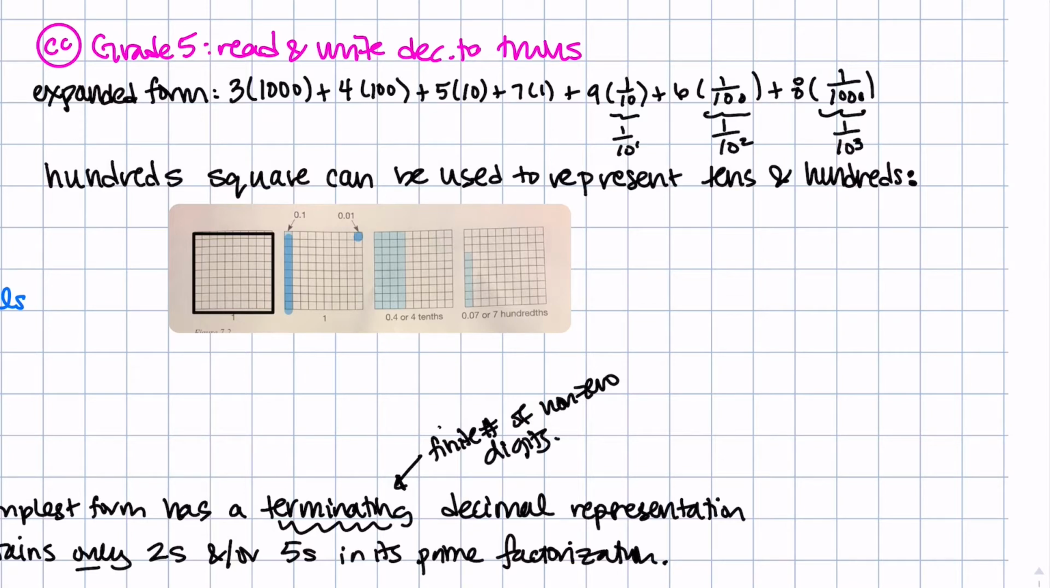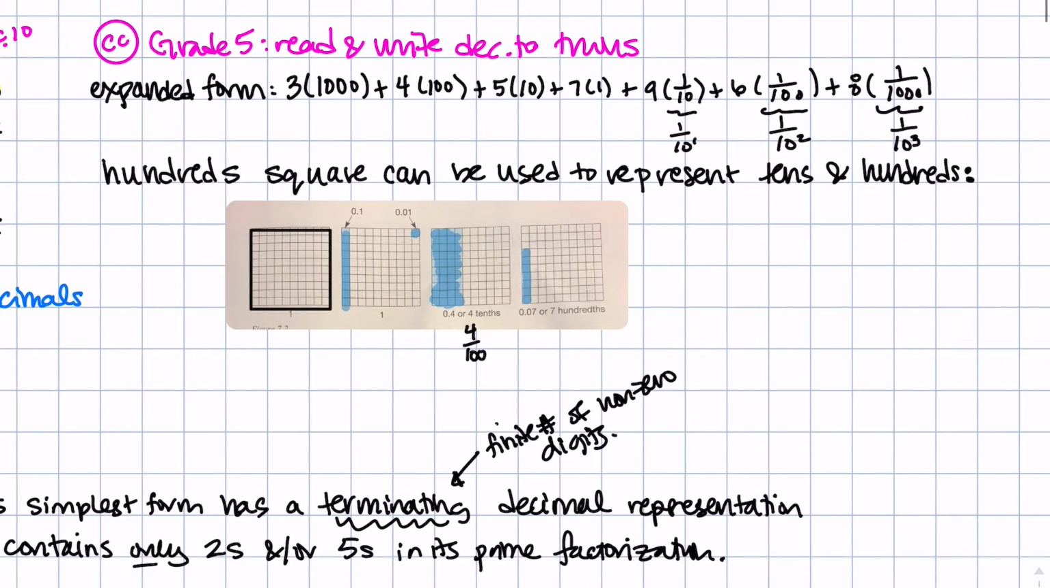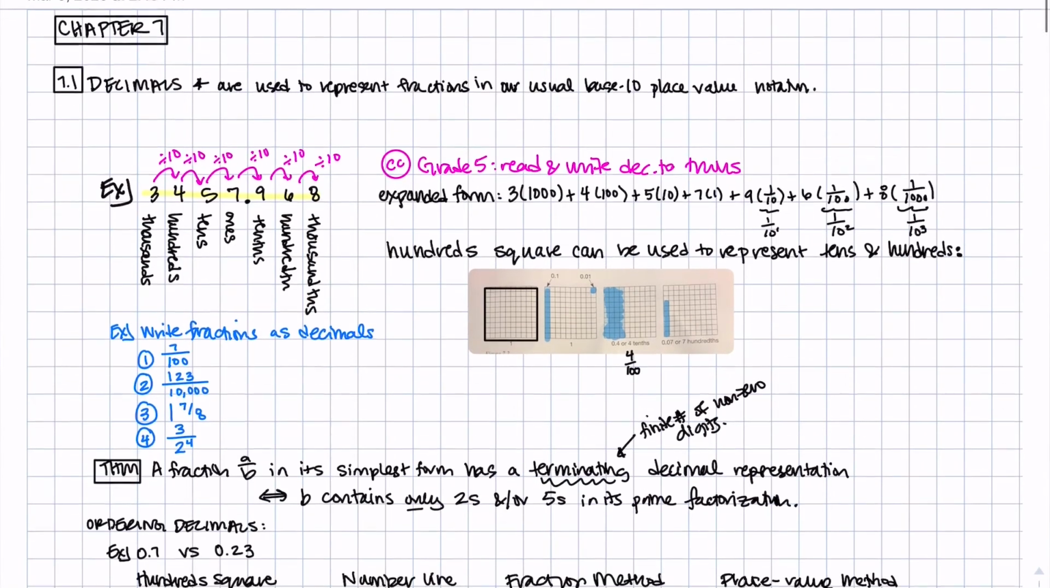And so we can continue on with this example. If I color in these 4 columns, this represents 0.4 or 4/10, or in other words, 40 over 100. Sorry, I'm trying to erase that. There we go. 40 over 100, and so on. And same thing with this last example here. Here we've just colored in 7 of the squares, so that represents 0.07 or 7/100 now. Okay, so that's a nice way to visually represent what these decimals mean.